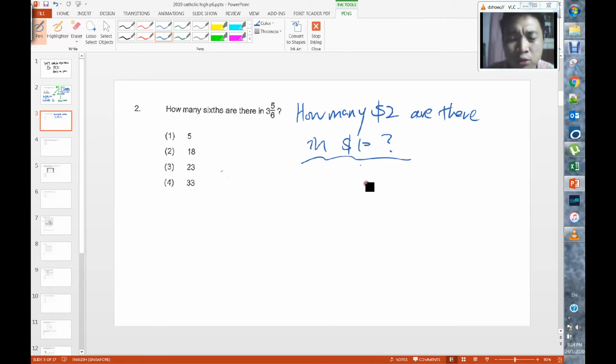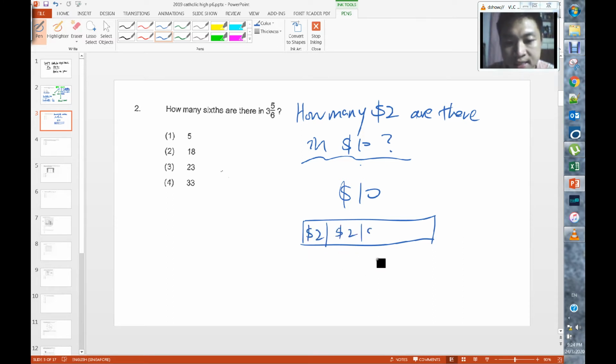Normally what I teach my students is, you have a $10 which is represented by a block, and then you ask yourself how many $2 are inside this $10. To find how many $2 are there in $10, you use $10 divided by 2, and you should get 5 $2 inside $10. You use division here.